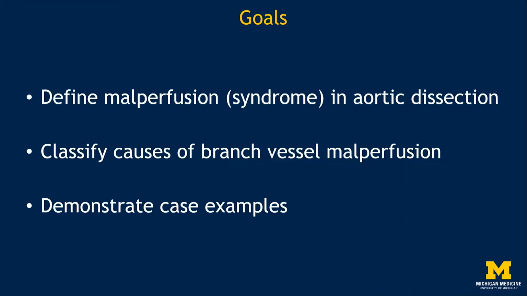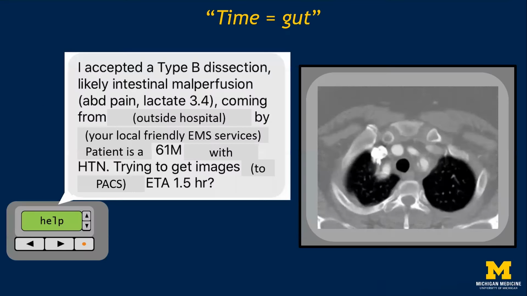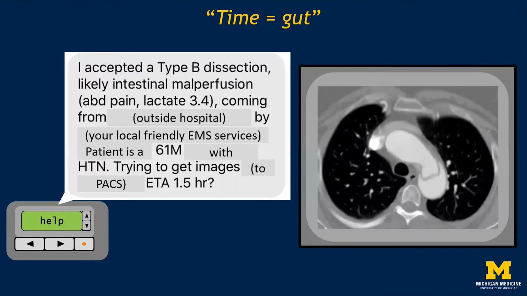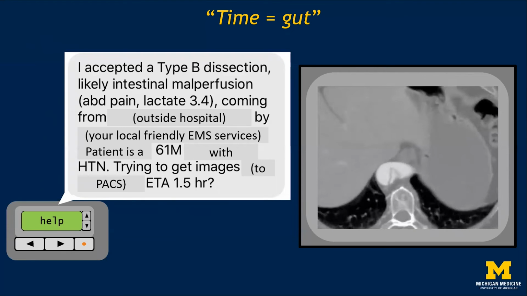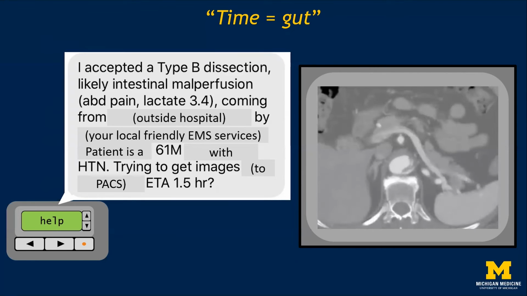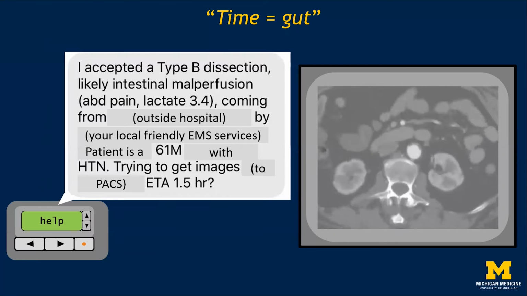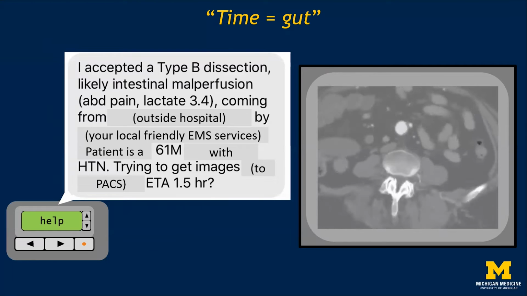We'll talk about the Michigan classification system that organizes branch vessel obstruction into static and dynamic categories, and then correlate with imaging case examples. So why is it important to recognize branch vessel obstruction on imaging? Well, time is critical for these patients. Our in-house guru of aortic disease, Dr. David Williams, says time is gut, meaning that tissue and organ necrosis in these patients can happen extremely quickly.